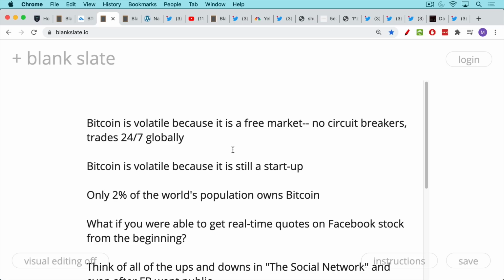To give you an idea, the global real estate market is about $100 trillion. So we're still just at 1% of that value. So Bitcoin is volatile because it is still in a very startup stage. Only 2% of the world's population owns Bitcoin now.